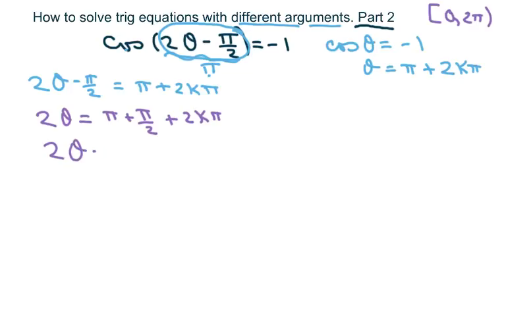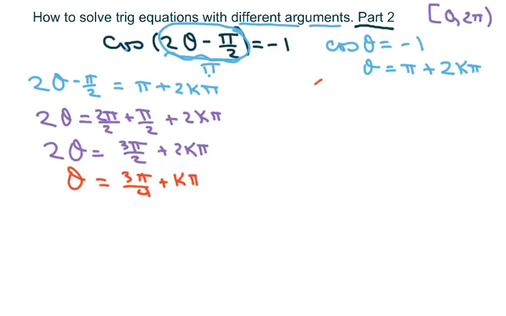Now that's going to equal, because you can call this 2 pi over 2, 3 pi over 2 plus 2k pi. Now, you're going to divide both sides by 2, so you get theta equals 3 pi over 4 plus k pi. Now, we want all solutions between 0 and 2 pi. When k is 0, we just get 3 pi over 4. And we need to go to 8 pi over 4, because 8 pi over 4 is 2 pi. You can write it like that if you want.